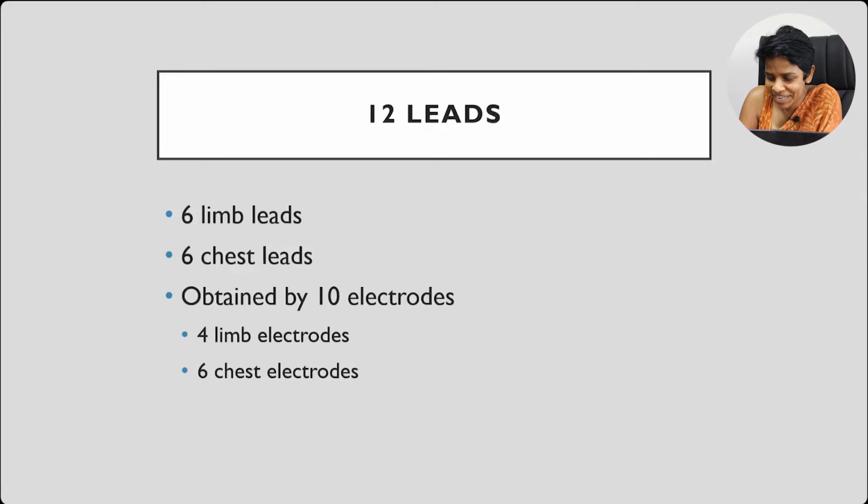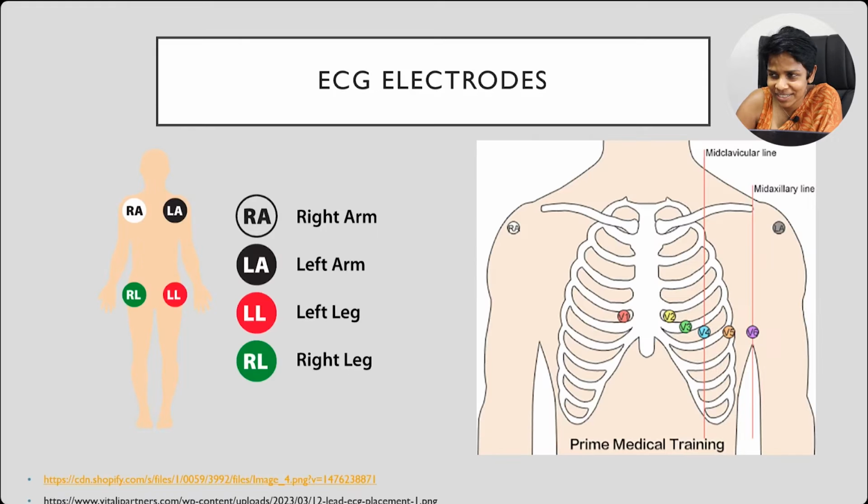I hope all of you can remember these things. This is actually first year, second year physiology stuff. So these are our 4 limb leads: right arm, left arm, left leg and right leg. And these are our 6 chest leads, starting from V1 to V6, that are attached across the precordium.